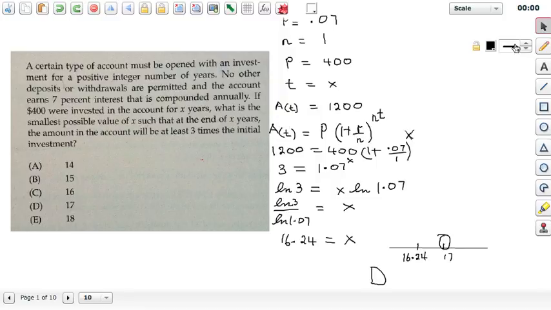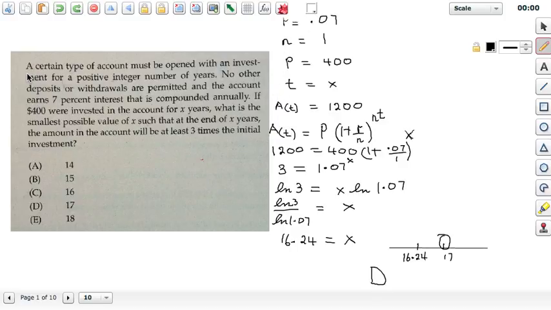So how did you do with this question? The correct answer is D, 17. Let's go ahead and look at this first. So notice that the question is a little wordy. So what we want to do is read, stop reading, and collect all the information that we have.